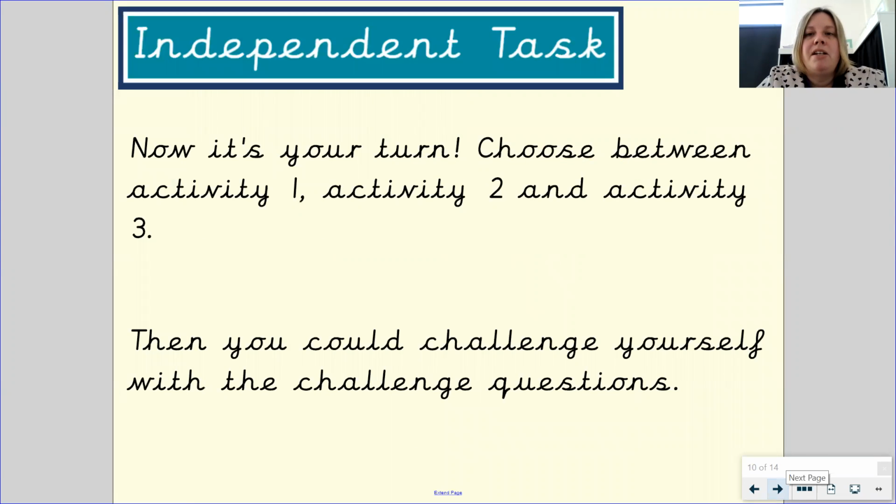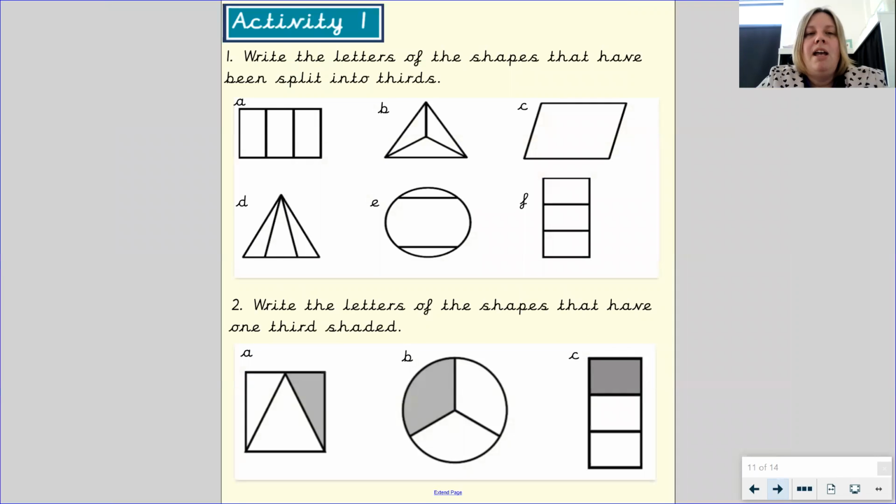Now it's your turn. Choose between activity 1, activity 2 and activity 3. Then you could challenge yourself with the challenge questions. Activity 1, part 1. Write the letters of the shapes that have been split into thirds. Part 2. Write the letters of the shapes that have 1/3 shaded.